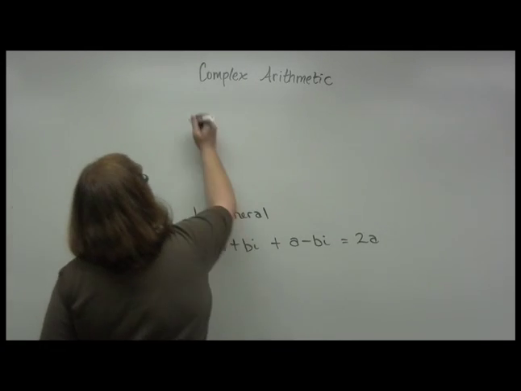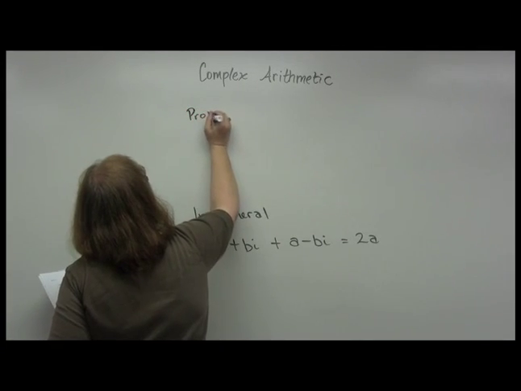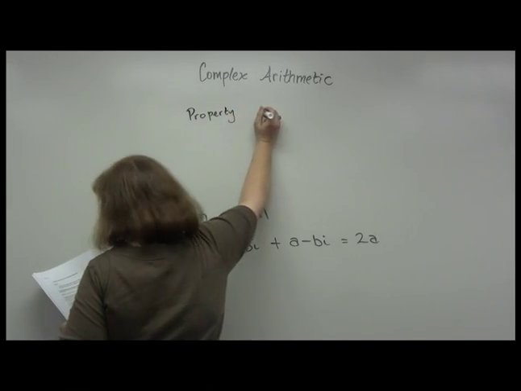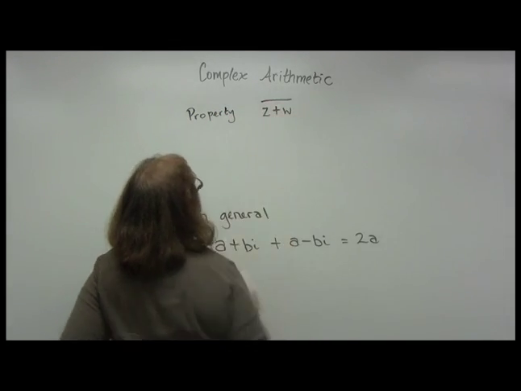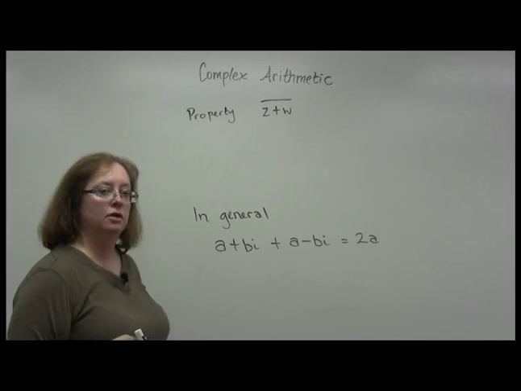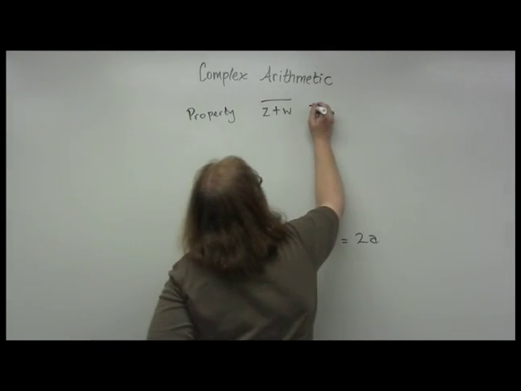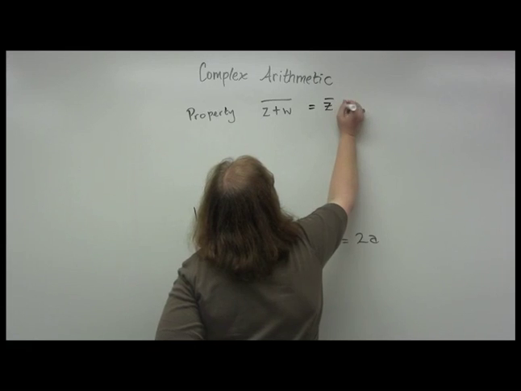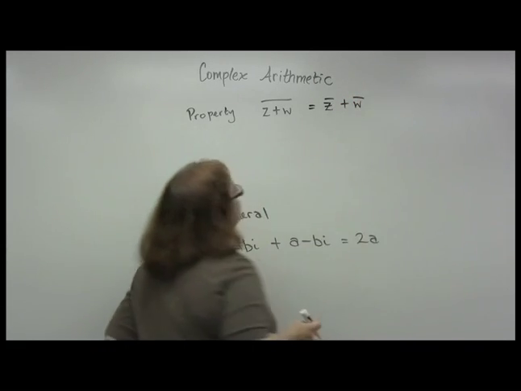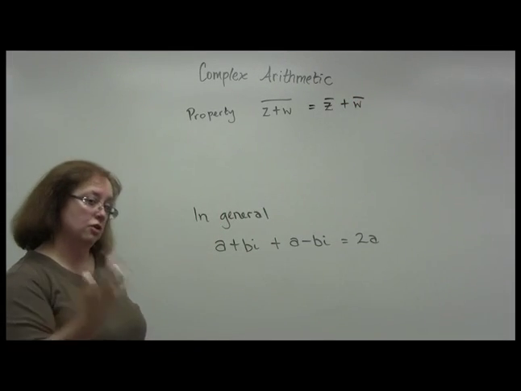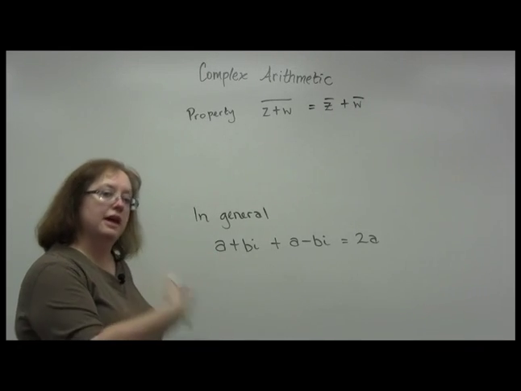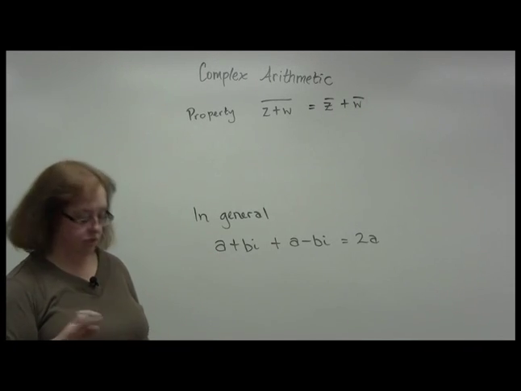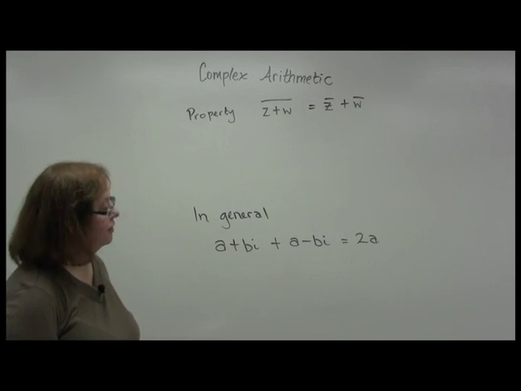All right, quick property. If I have z plus w and I'm trying to take the conjugate of that sum, it's just the sum of the conjugates. So no big surprise there. You can take your conjugates first, then add them together, or you can add them together and then take the conjugate. So no difference in the order there.